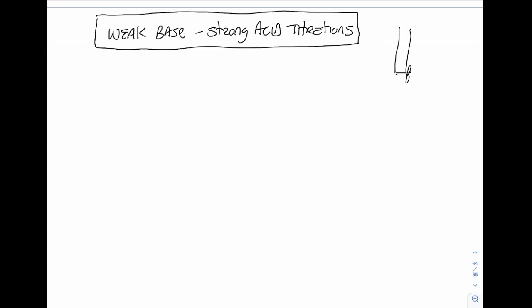If this is my burette, and then my flask, which is horribly drawn. We can probably do slightly better than that. I'd like you to at least be able to figure out what it is. This is not better, but we'll deal with it. So in here, I have my weak base. And then the acid is my titrant.